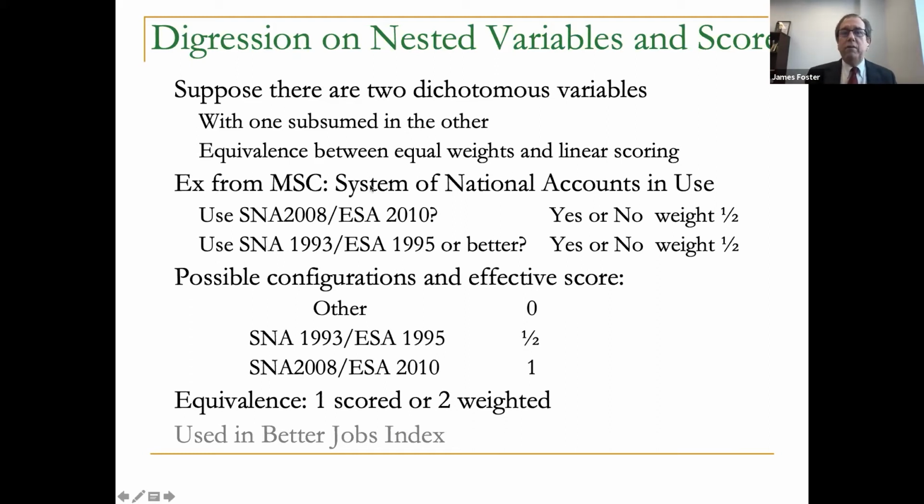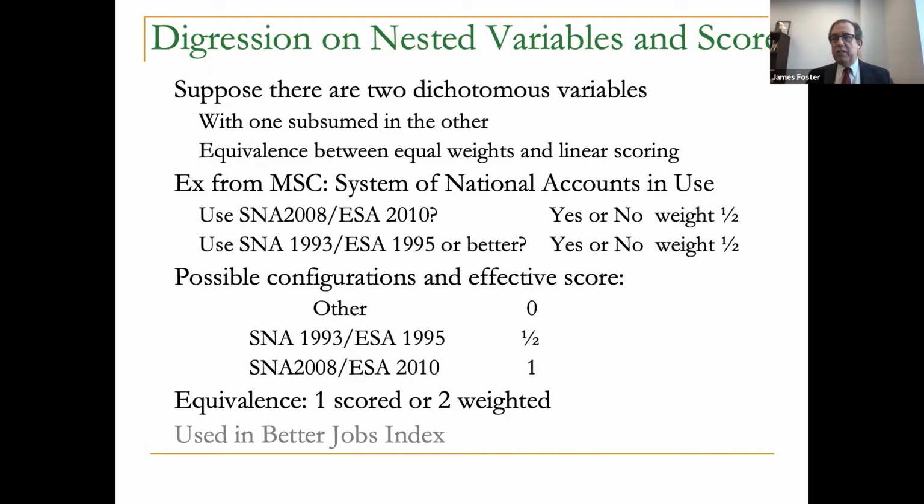So here we have system of national accounts in use. If you use the first approach, you ask a question, yes or no, and you have a weight of a half. If you use the second approach, which is older or better, you answer yes or no, and that has half a weight. What's interesting about 2 questions with half weight, one of which is subsumed in the other, because you have to have the second in order to have the first, is that it leads to an ability to score or combine variables, so that if you have any other approach besides these 2, you get nothing. If you have just the lower level one, you have a half, and the higher level one gives you 1. So it's a linear sort of structure linking from achievements to the score.